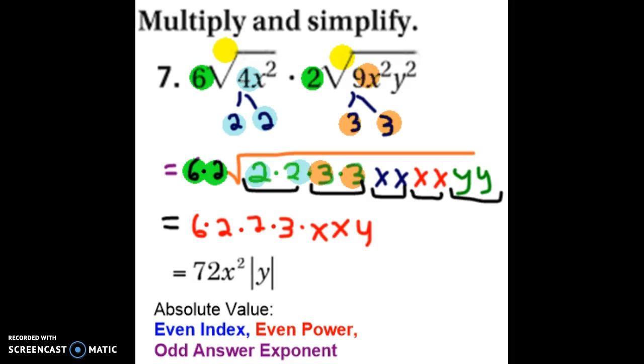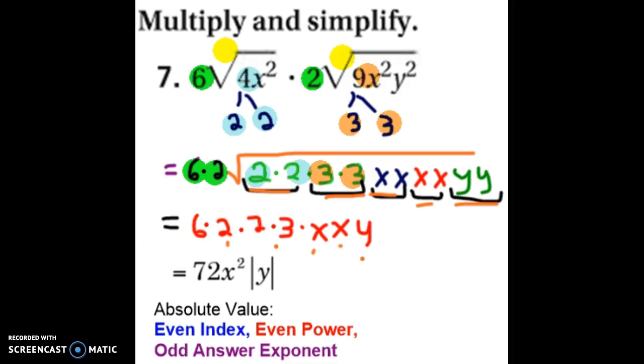Then I go ahead and look for my sets. I have a set of 2's. That's where that 2 came from. I have a set of 3's. That's where that 3 came from. Then I have x, and I have x, and I have y. Everything came out of the radical.